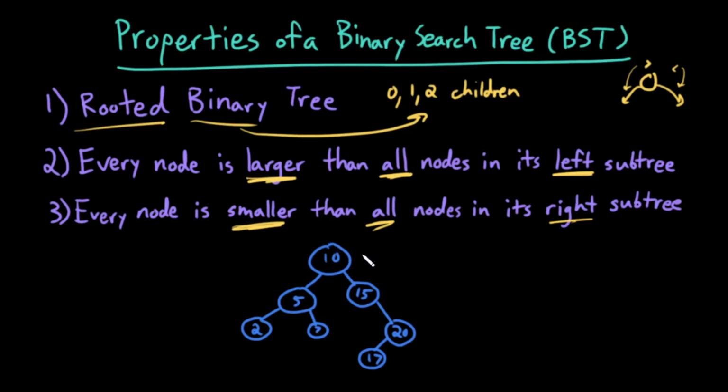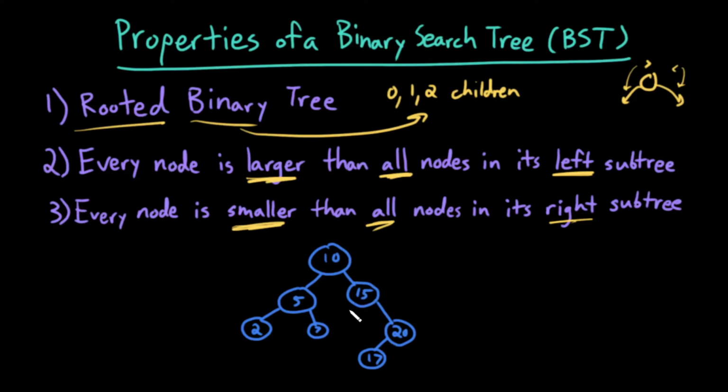It's rooted, this is my root, and then everything else goes downwards. It's a valid binary tree. Nodes either have 0 children, 1 child, or 2 children. And then for every node, every node is larger than all nodes in its left subtree. So 2 doesn't have any left children, so that's fine. 5 is larger than 2. 10 is larger than 2, 5, and 7.